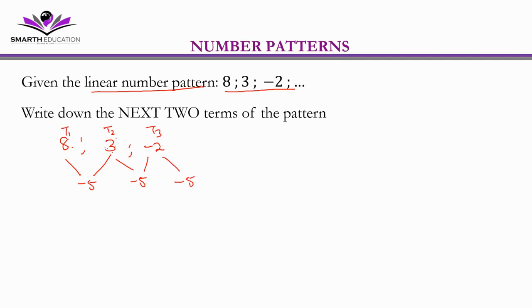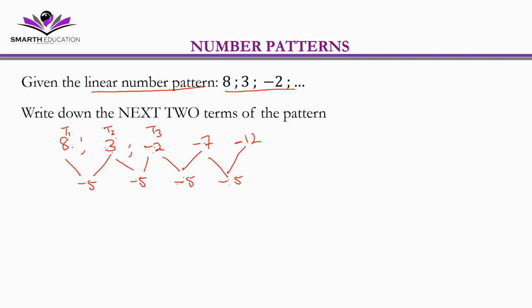It means here again the difference is going to be negative 5. What is negative 2 and negative 5? Negative 2 minus 5, that is negative 7. You see that? Because negative 7 minus negative 2 will be like negative 7 plus 2, which is negative 5.